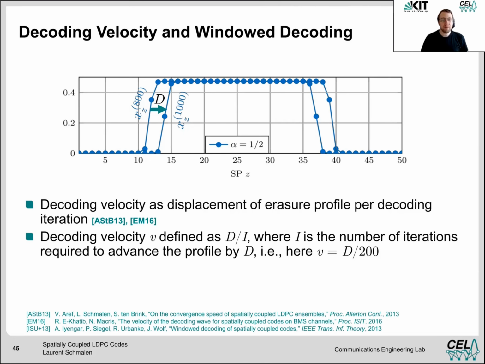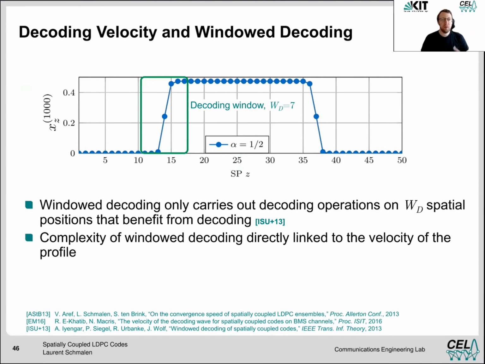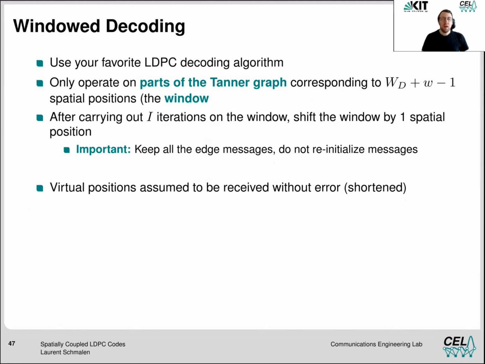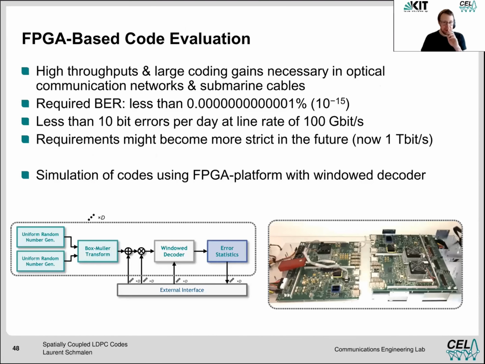Okay, so let's take a look. We have this window decoding, and the complexity of this window decoder is directly linked to this decoding velocity. And we have a bunch of papers on the decoding velocity, and I will not go into the details, but you can look those up later if you are interested. So for window decoding, you can just take your favorite decoding algorithm and only operate on parts of the decoding graph. And then you shift your positions.